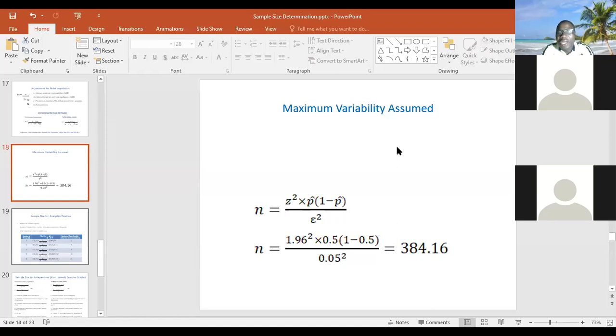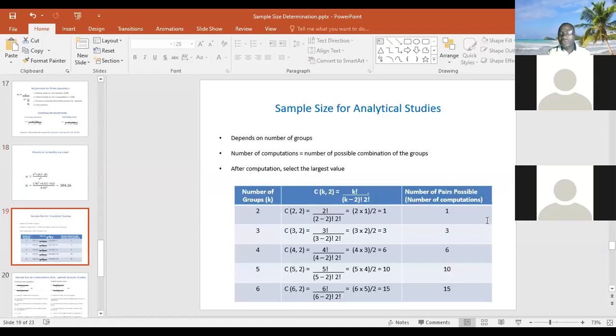384.16. Go and try it. That's what you will get, every other thing remaining constant, when maximum variability is assumed. Just put in 1.96 squared times 0.5 times 0.5, because 1 minus 0.5 is 0.5 also, divided by 0.05 squared, which gives you 384.16. That's maximum variability assumed.